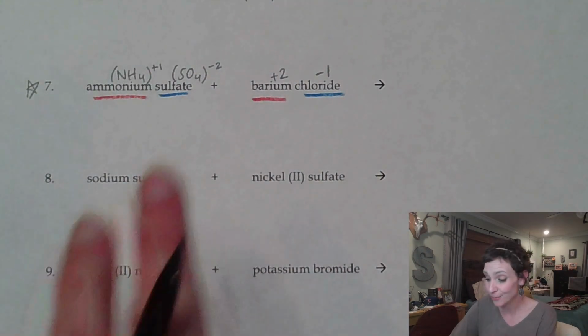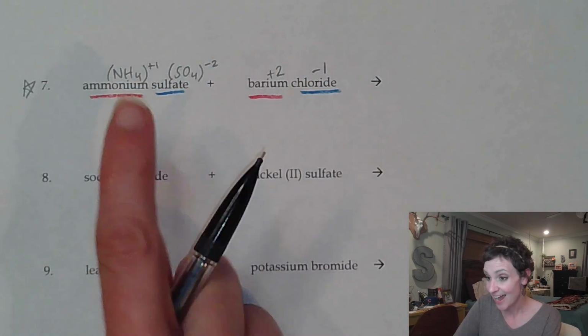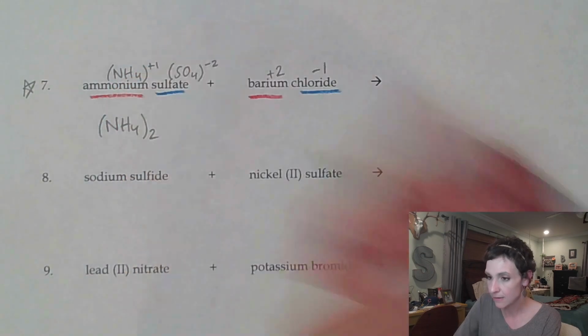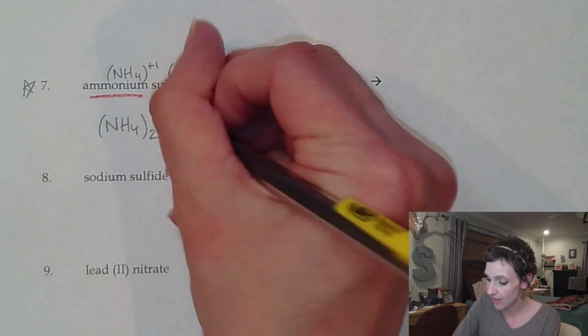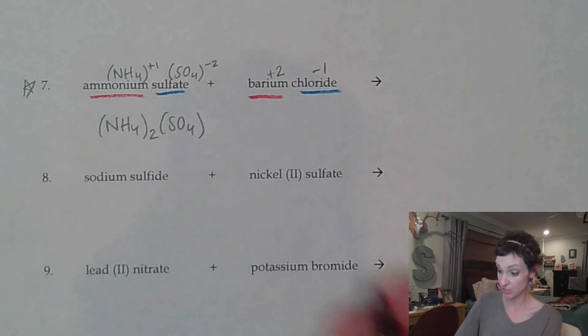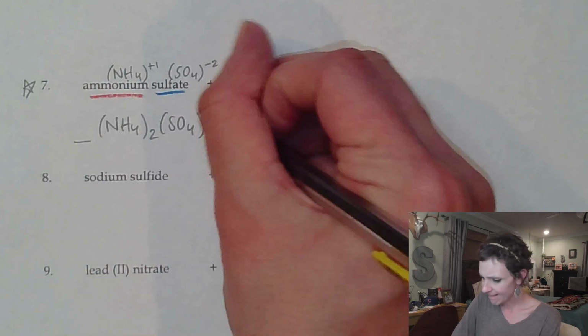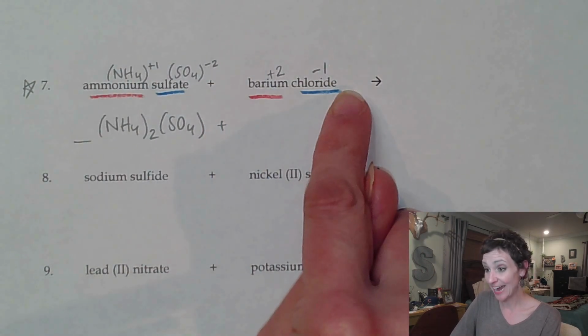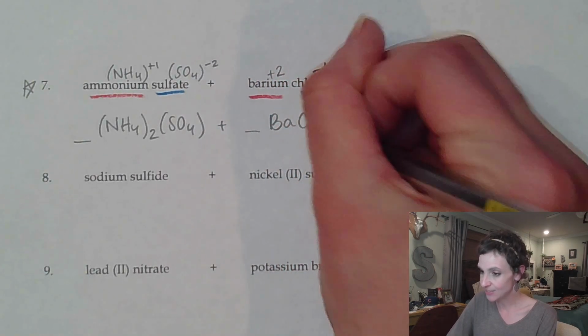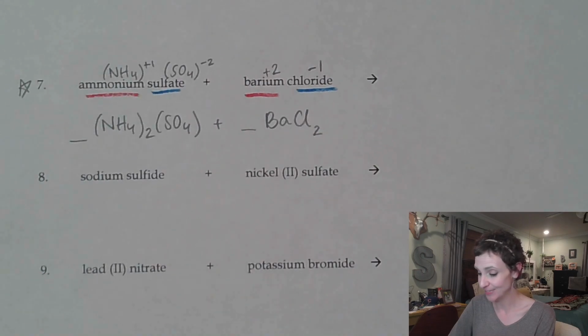Okay, so writing the formulas for ammonium sulfate, I have 2 ammoniums and 1 sulfate. Got a 2-to-1 ratio of those ions to each other according to their charges. And then for my barium chloride, it's going to be BaCl2, a 1-to-2 ratio of those guys.